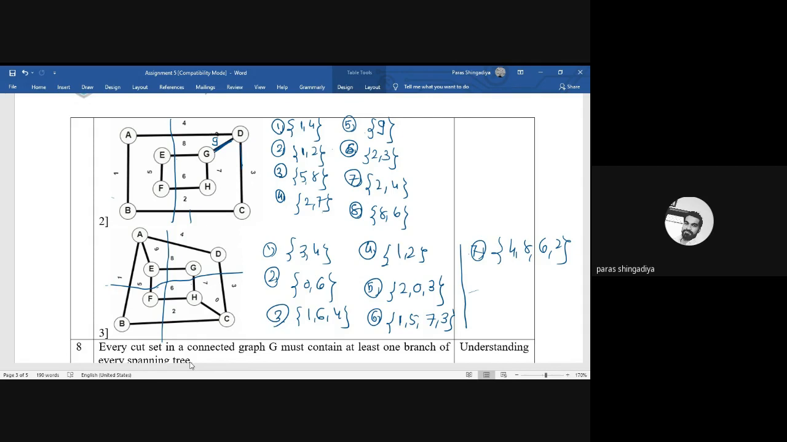Okay, here I mentioned the 2 7. That is a mistake. Clear? It is considered the 6 7 4. Okay, in place of 2 7, because 2 is here and 7 is here. Okay? It does not represent a cut set.